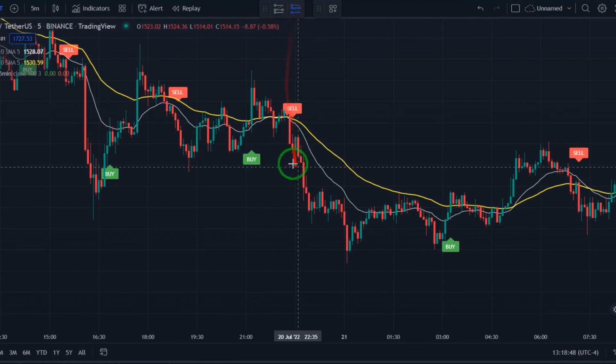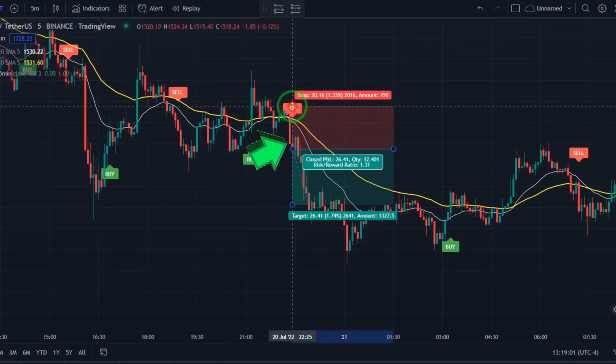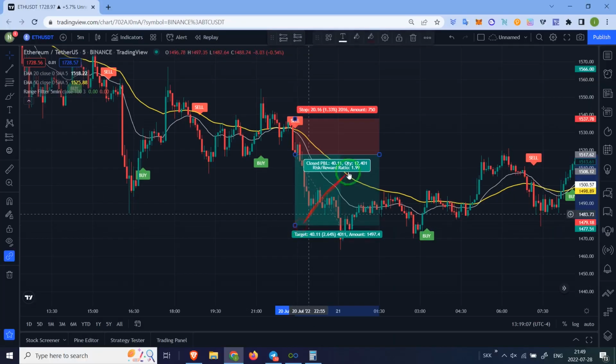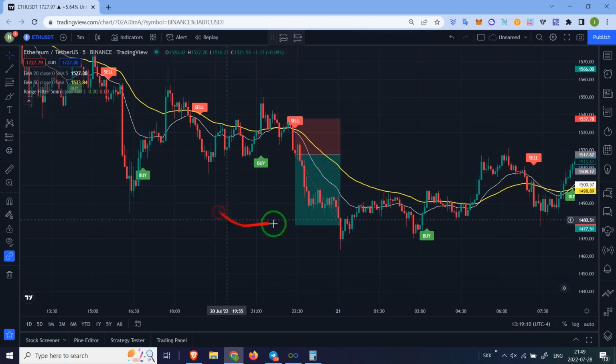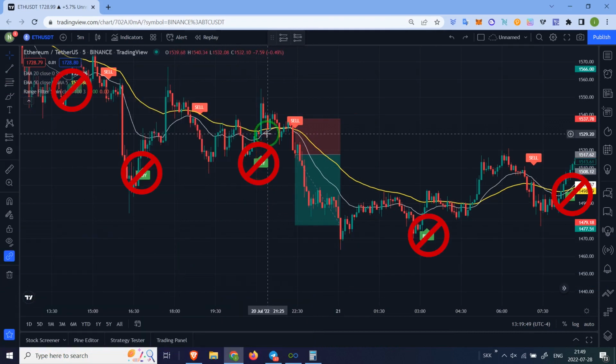For the sell trade, if the trend was downward, the white moving average was below the yellow moving average, we look for the sell signals. Wherever we see a sell signal, we check whether the candle is below both moving averages or not. If it is below both lines, we enter the trade. We set the stop loss above the previous swing and the take profit 2 times the stop loss. Therefore, we do not enter into the trade at these points, which gave us a buy signal, because it is not in the direction of the trend.